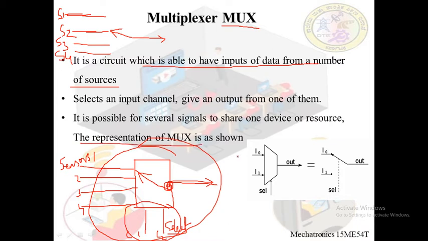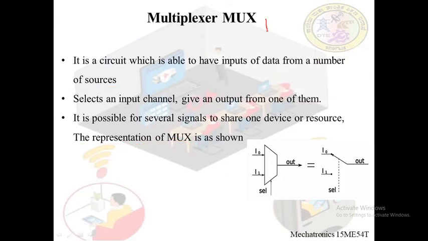The representation of mux is as shown in the figure. The multiplexer can be represented in this trapezoidal format, with multiple input lines and a single output. We must always remember multiplexer can have n number of inputs, but it will have only one output. The representation here is shown with two inputs and one output. The inputs can be 2, 4, 8 etc., and we have one select variable, or the select line as it is called.